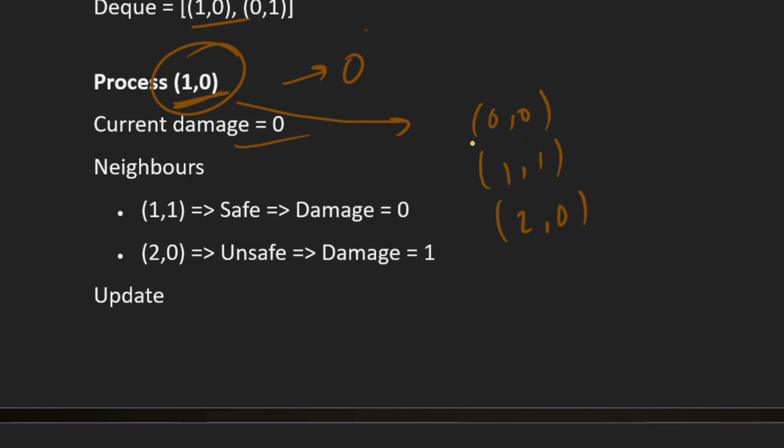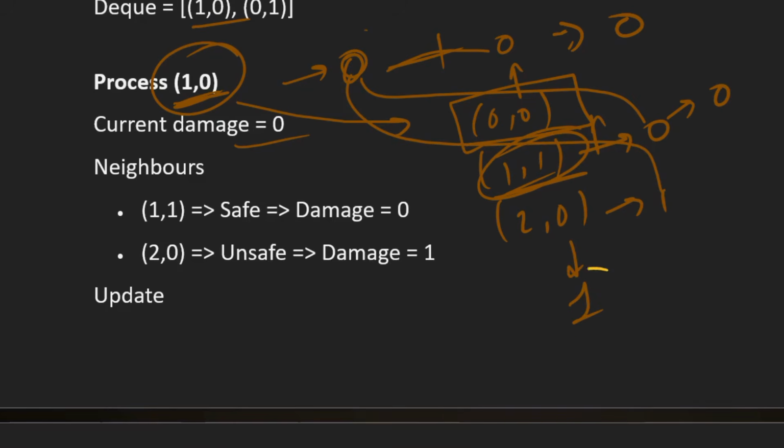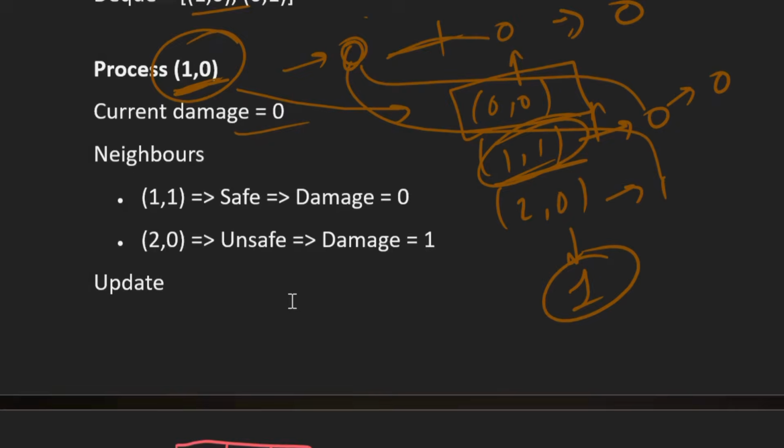But as we know, 0 comma 0 we have already processed. Still, if we process that, at 1 comma 0 the damage is 0, and at 0 comma 0 we have value 0. So 0 plus 0, it will again become 0. Now at 1 comma 1 we have a value 0, at 2 comma 0 we have a value 1. So our current damage is 0, so 0 plus 0 will be 0 at 1 comma 1, and 0 plus 1 will be 1, so at 2 comma 0 our damage will become 1.